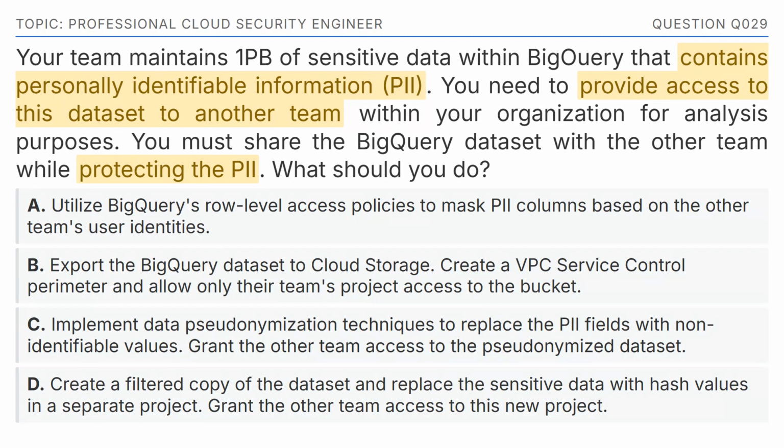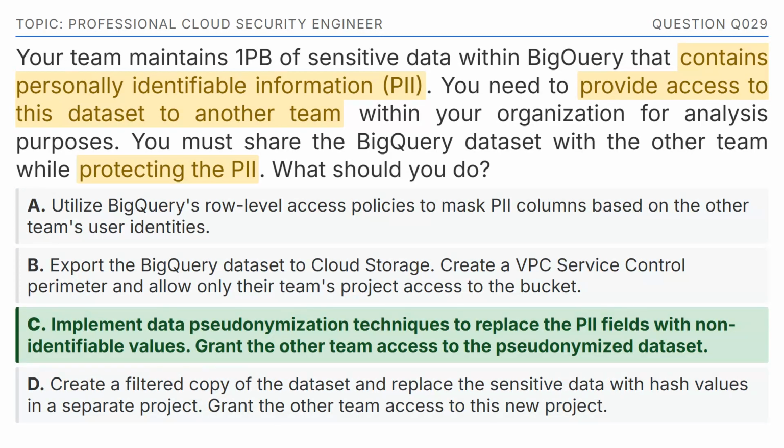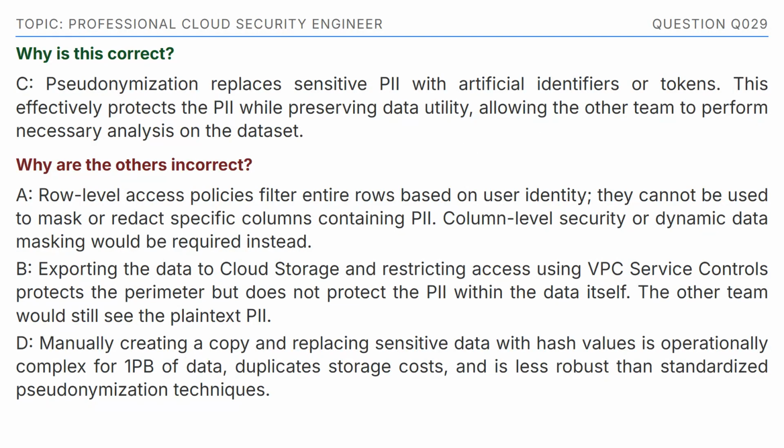To arrive at the correct answer, we focus on the keywords: contains personally identifiable information, PII, provide access to this dataset to another team, protecting the PII. The correct answer is option C. Implement data pseudonymization techniques to replace the PII fields with non-identifiable values. Grant the other team access to the pseudonymized dataset. Why is this correct? C. Pseudonymization replaces sensitive PII with artificial identifiers or tokens. This effectively protects the PII while preserving data utility, allowing the other team to perform necessary analysis on the dataset.